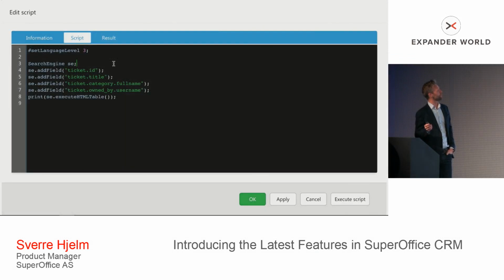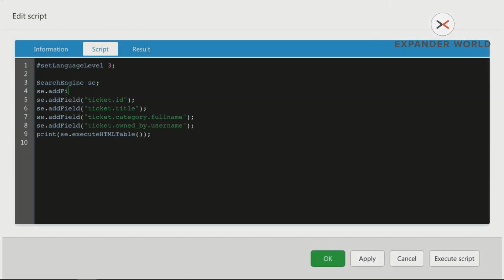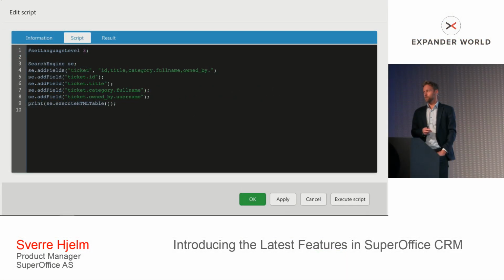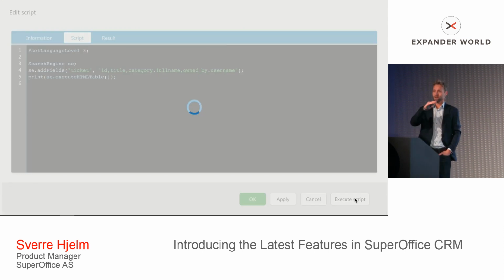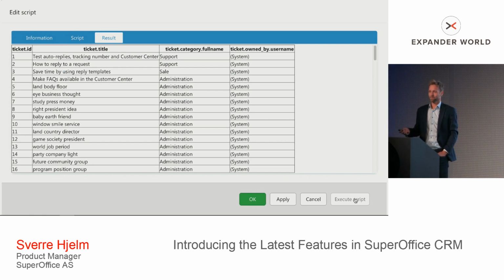Secondly, a lot of you guys are writing stuff like this, and it's kind of repetitive here as well. So we just added a small function that allows you to add multiple fields at one time. So I want to have ticket ID, title, category dot full name, and owned by dot username, right? And then we can get rid of all those lines below. A small shortcut to quickly create a query.